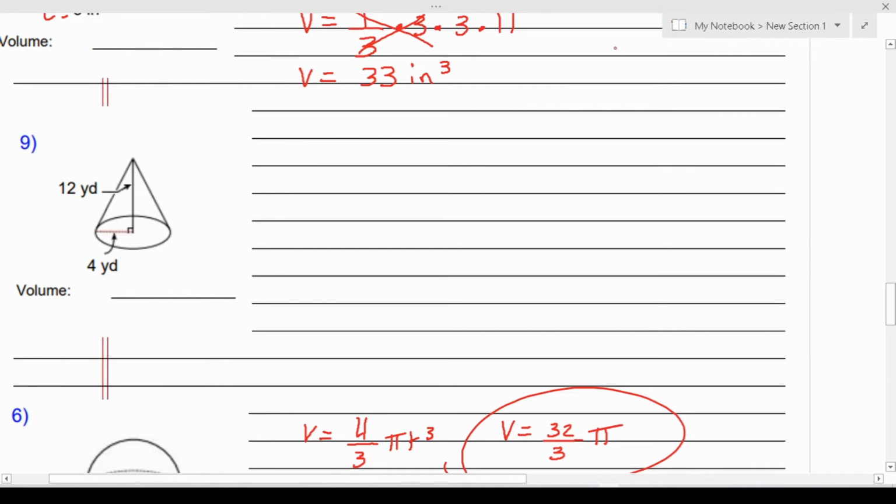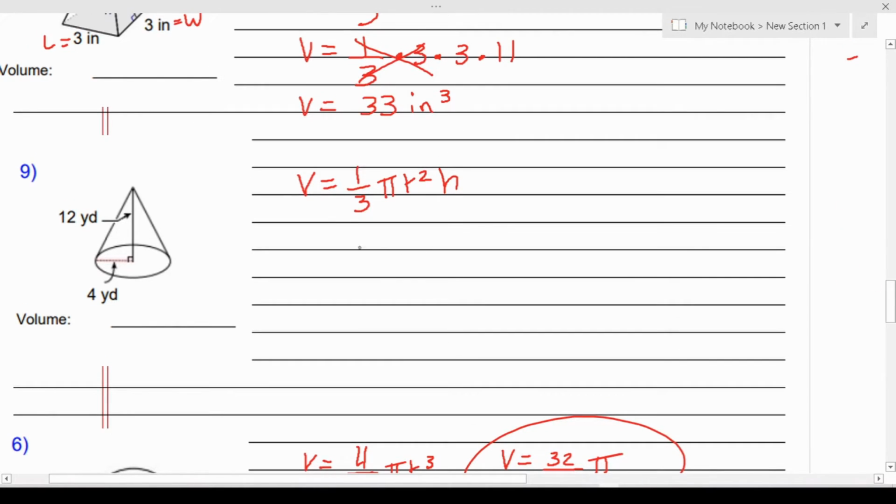For number 9, you can see that we have to find the volume of this cone. It's fairly straightforward. That is, we're going to find the area of this base of the cone, which is a circle. We're going to multiply that by its height, and then we're going to multiply that by 1/3. So to illustrate that, that looks like this. Volume equals 1/3 area of the circle, which is pi r squared, times height. So again, that's the formula to find the volume of this cone.